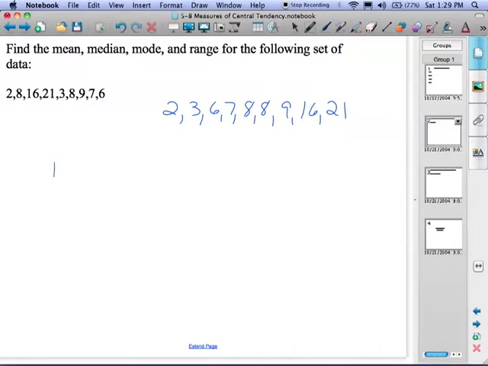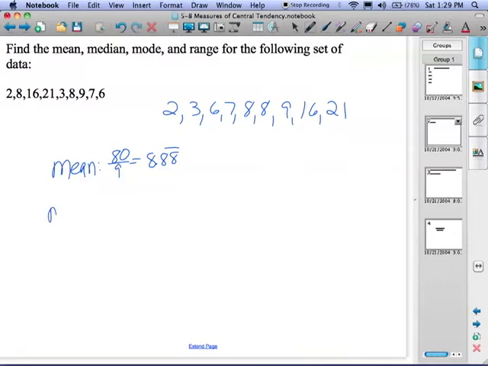Now, the mean is the only one that involves math, and it doesn't matter if the numbers are in order from least to greatest. So to find the mean, I added them up. I got 80 as the total. 1, 2, 3, 4, 5, 6, 7, 8, 9. There are 9 numbers in the list, so the mean is 80, the total, divided by 9. It's 8.88 repeated.